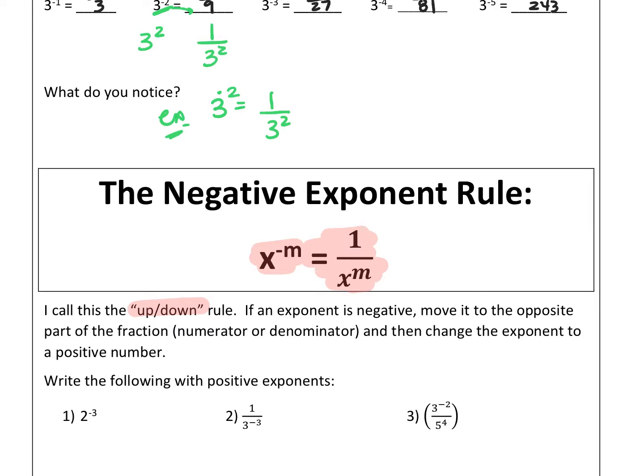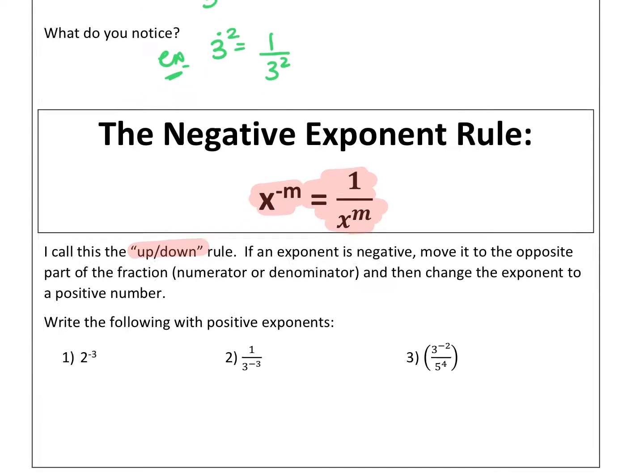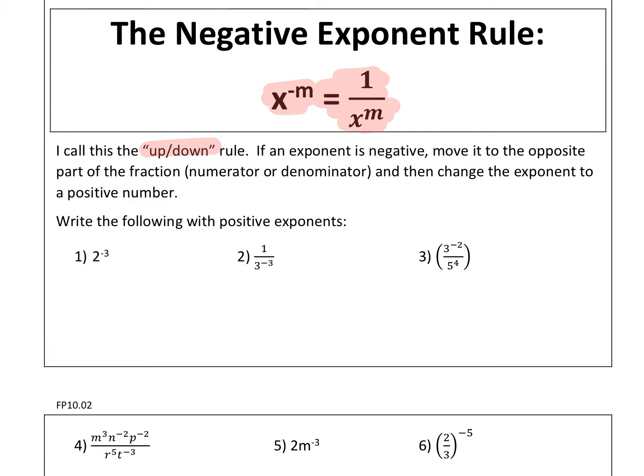Basically, if the exponent is negative, you move it to the opposite part of the fraction, so either numerator or denominator, and then change the exponent to a positive number. So if it's negative in the top, I put it in the bottom. If it's negative in the bottom, I put it in the top. Let's look at a couple of examples so I can show you what I mean. So this 2 to the negative 3 is going to be the same as 1 over 2 to the positive 3.